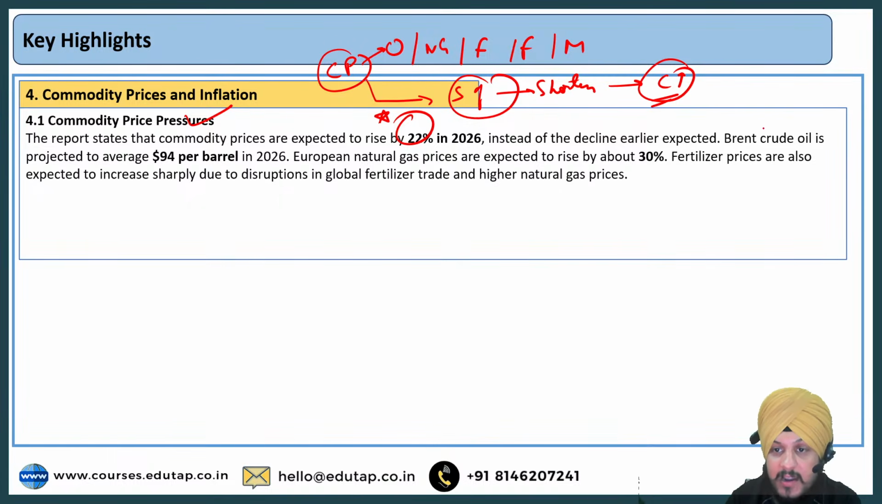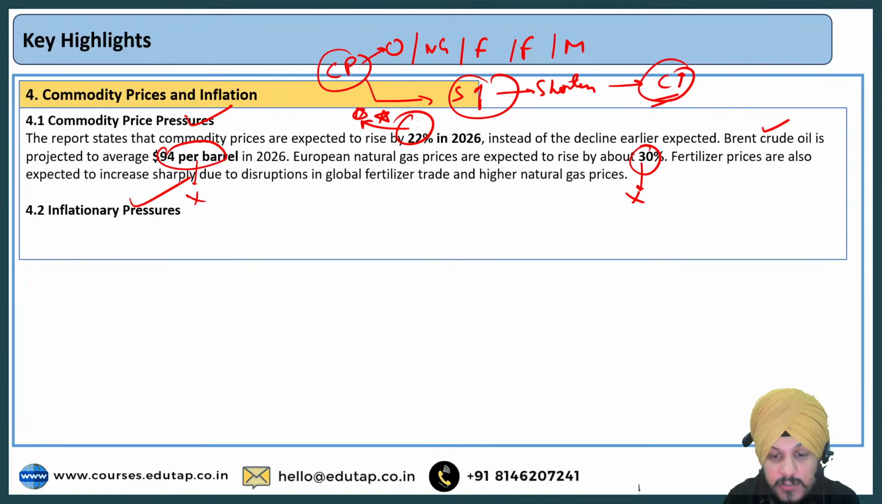And here it highlights that Brent crude oil is projected to average $94 per barrel in 2026, and European natural gas prices are expected to increase by 30%. Now you don't have to remember all this data, 30%, $94 per barrel. Even if you want to remember something, you can remember this 22%. That should be more than enough, right?